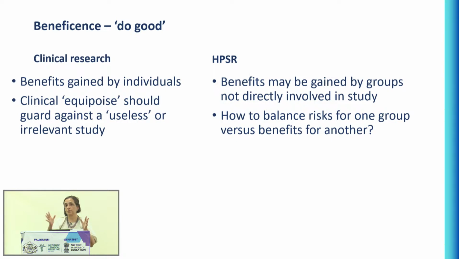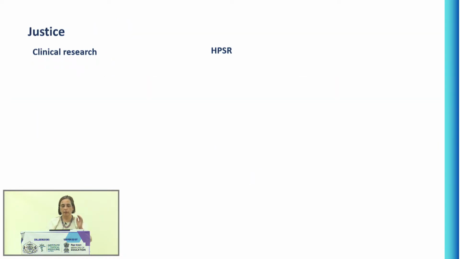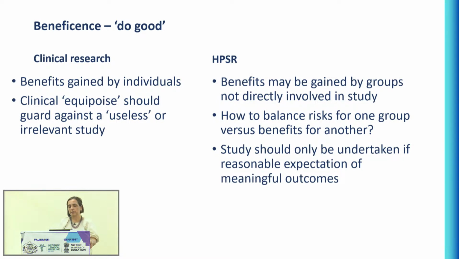So while it might be easier to define that for clinical research, it is less easy to define it in a health systems piece, balancing risks for one group versus benefits for another. So in health policy and systems research, there's definitely the mandate that the study should only be undertaken if there's a reasonable expectation of meaningful outcomes.